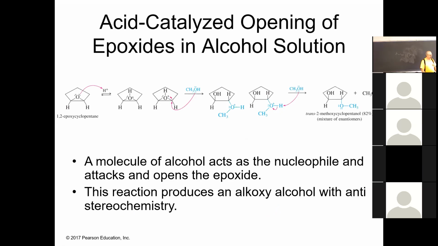If we use alcohol as our solvent instead of water, it's the same mechanism except we get an alkoxy alcohol. We get an alkoxy group and an alcohol group that are trans to each other. The alcohol takes priority in naming, so this is trans-2-methoxycyclopentanol.